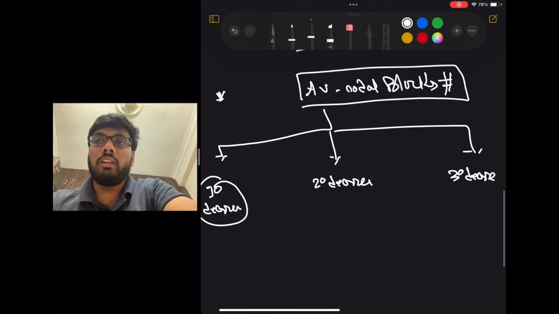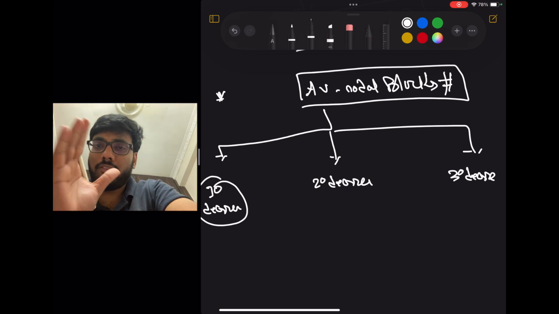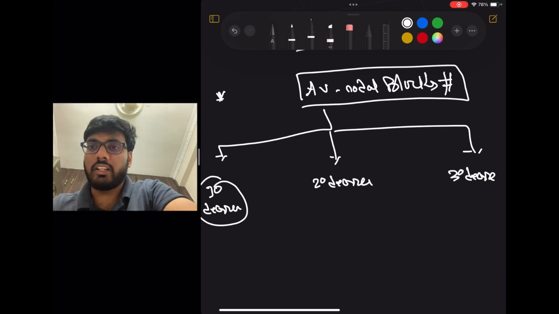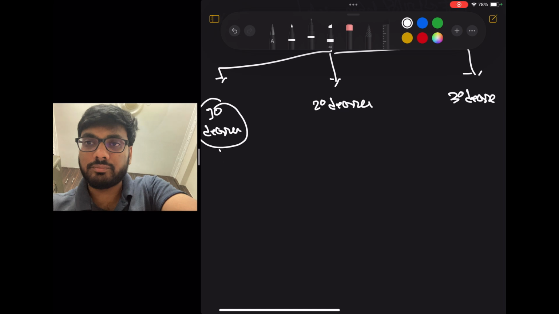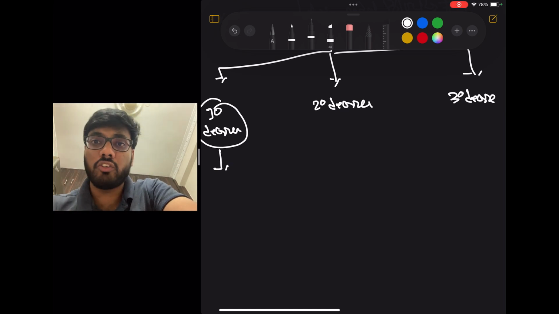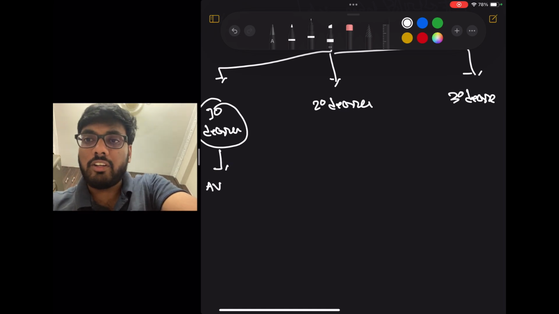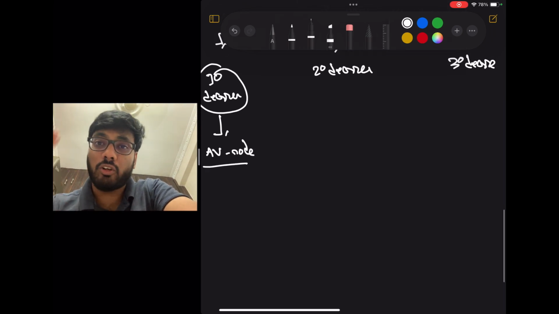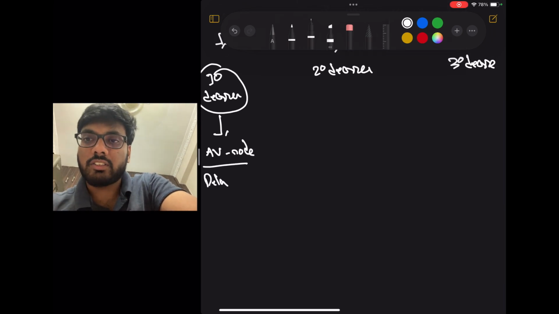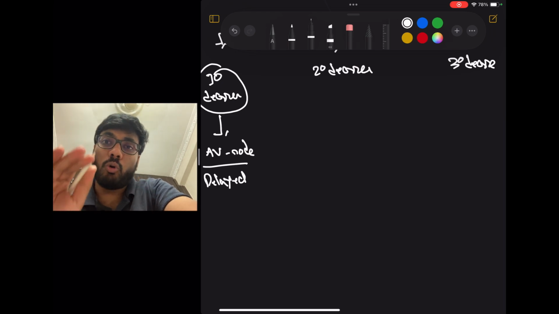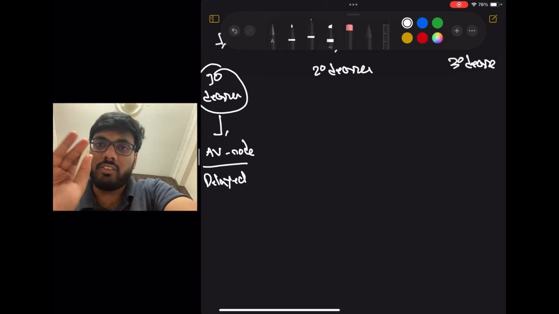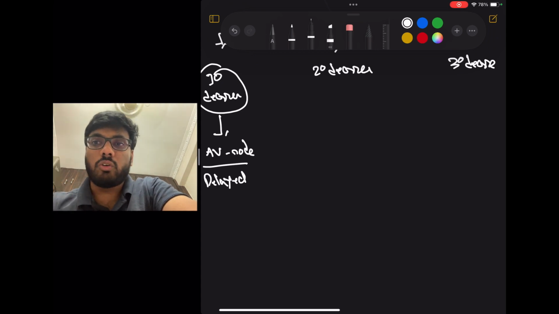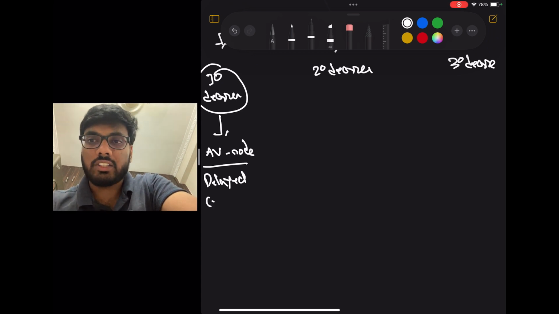So AV nodal block means a problem at the level of the AV node, which could be first degree, second degree, or third degree. What is first degree AV nodal block? The pathology is at the level of the AV node, and the pathology is delayed conduction, more than normal. Normally there is a delay, but here there is an exaggerated delayed conduction of the AV node. So this is only delayed conduction.